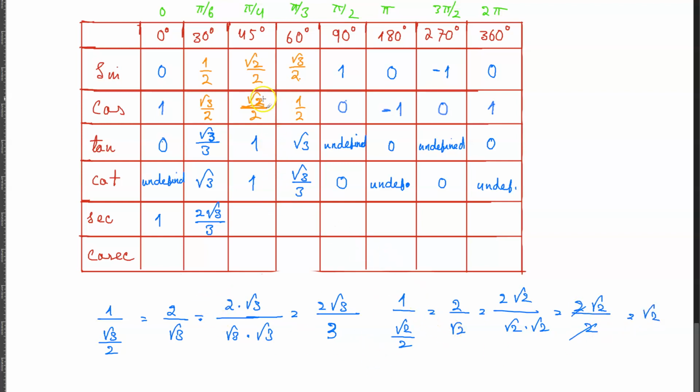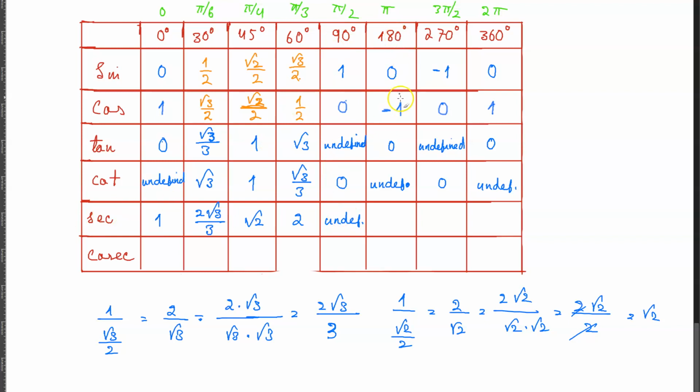So the secant of 45 degrees is equal to square root of 2. The secant of 60 degrees is the reciprocal of 1/2, which is equal to 2. So secant 60 degrees is equal to 2. Secant of 90 degrees is the reciprocal of 0, which is undefined. Secant of 90 degrees is undefined.